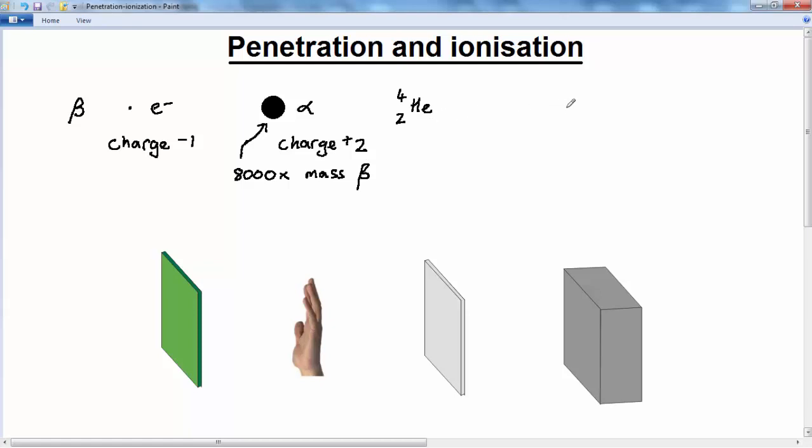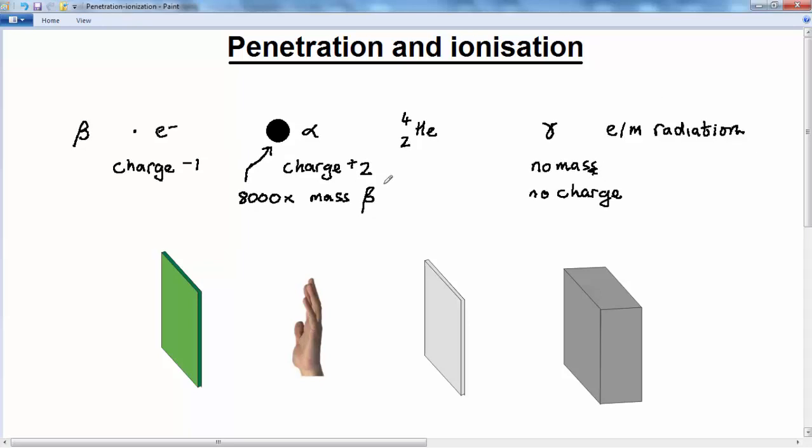And then finally we've got the gamma emission. Now that's not a particle at all, it's a type of electromagnetic radiation and belongs to the same family as light or X-rays or microwaves, for example. So this has no mass and has no charge.